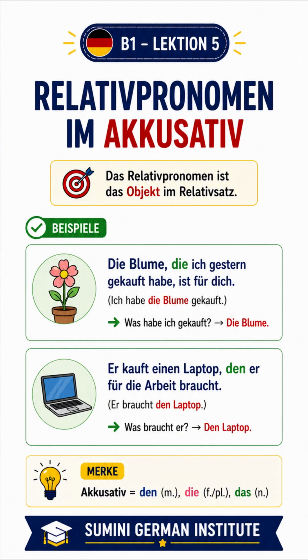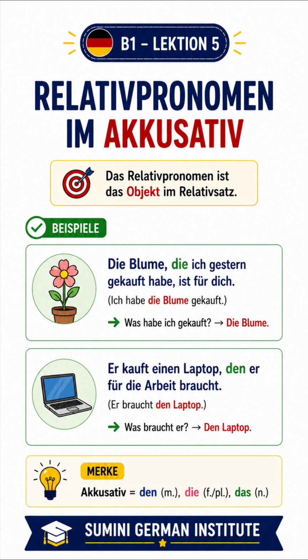Now let's move to the accusative. We use the accusative when the relative pronoun is the object in the relative clause. Example, die Blume, die ich gestern gekauft habe, ist für dich. The flower that I bought yesterday is for you. Ask, what did I buy? The flower. The flower receives the action. That makes it the object. Therefore, we use the accusative form.